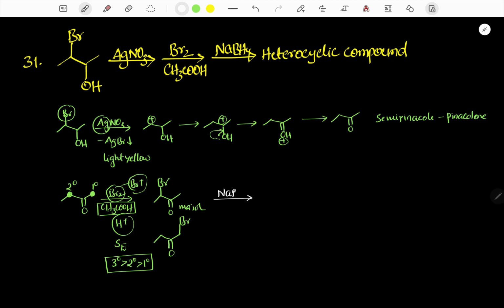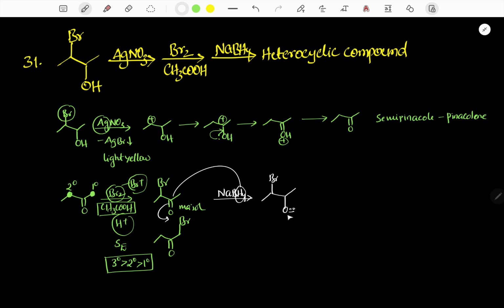NaBH4. So it is sodium borohydride, H minus. H minus will attack on this carbon, the pi bond will be shifted and it forms the corresponding O minus.